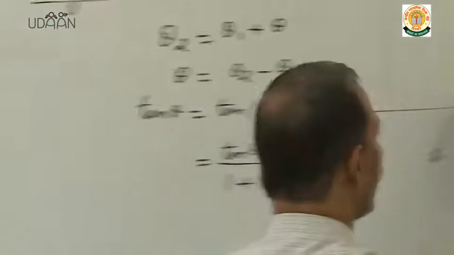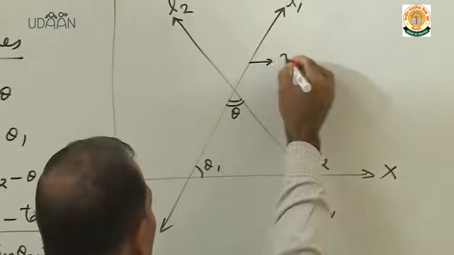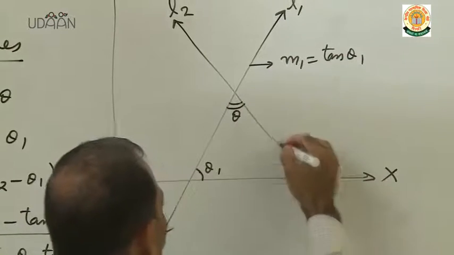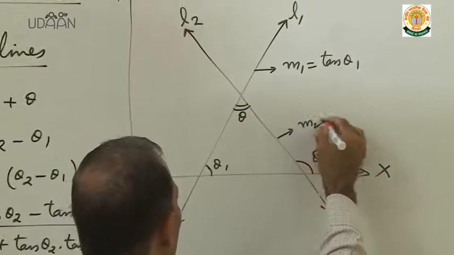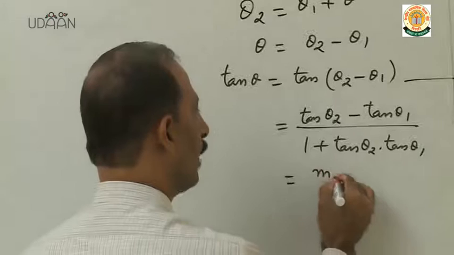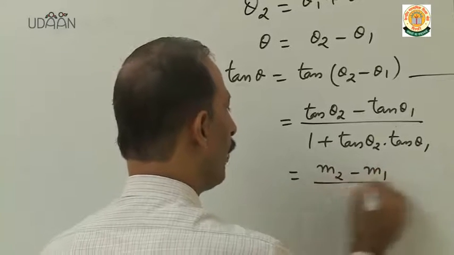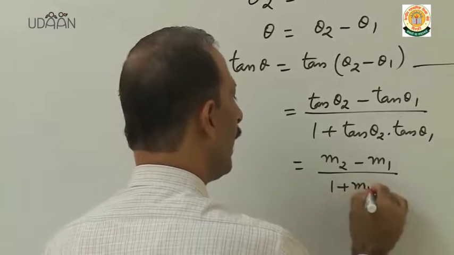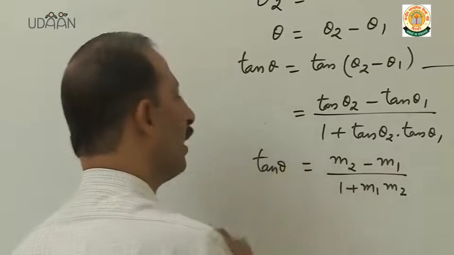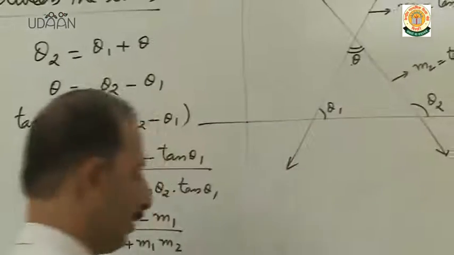Now the line makes the angle theta 1. The slope of the first line, say m1, is tan theta 1. The slope of the second line, m2, is tan theta 2. Now put the values here: (m2 minus m1) upon (1 plus m1 m2). That is the formula to find the angle between the two lines.